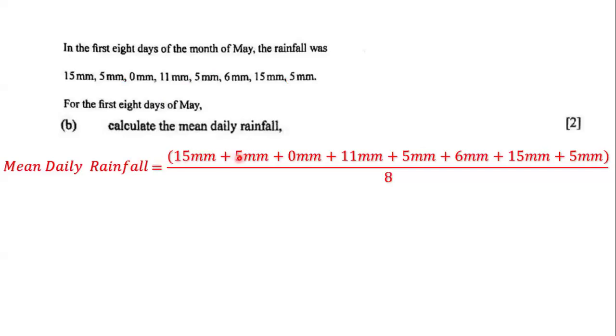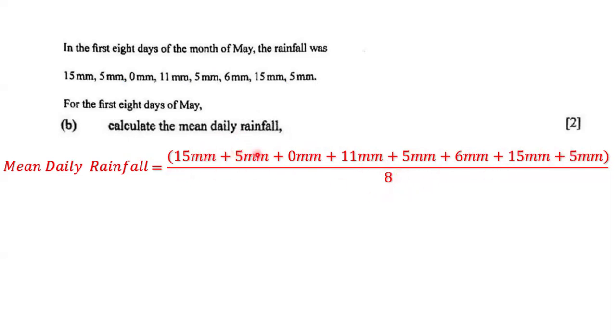Next, let's move on to this question. It says, for the first 8 days of May, calculate the mean daily rainfall. Now, in order for us to calculate the mean, we first have to add up all of the numbers and divide by the amount of data values that we have. So we add 15 millimeters, 5, 0, 11, 5, 6, 15, and 5. And then we divide our answer by 8.